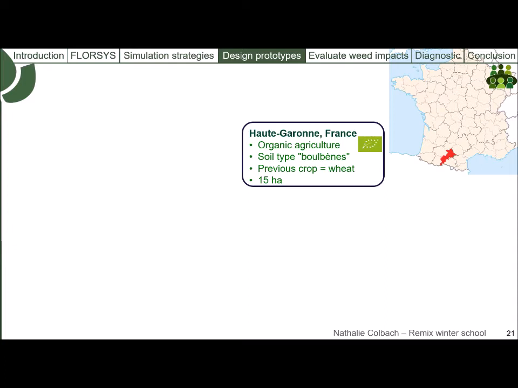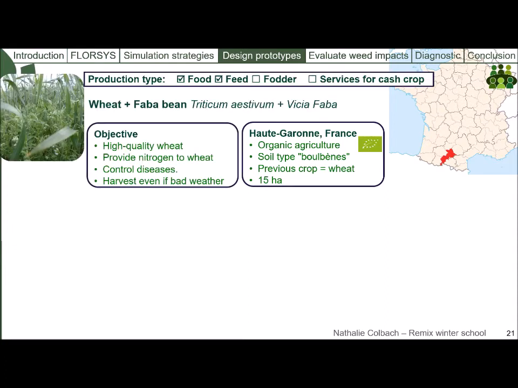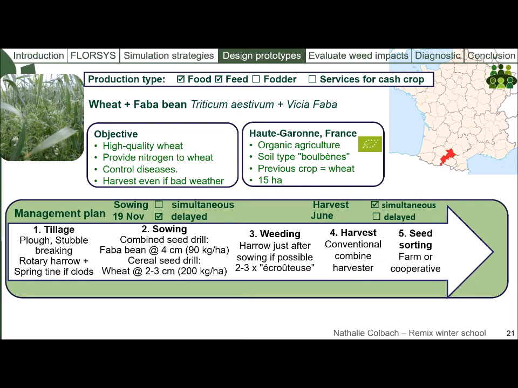Here on the bottom of the slide, you can see a summary of the management plan in terms of tillage operations, sowing strategy, weeding operations, etc. These annual management plans then had to be upscaled to the cropping system scale. And to do this, we use data from experts and also from cropping system trials. Here the example of INRAE Toulouse. This is an example of a 6-year rotation of barley, camelina, maize, wheat, buckwheat, and soybean.